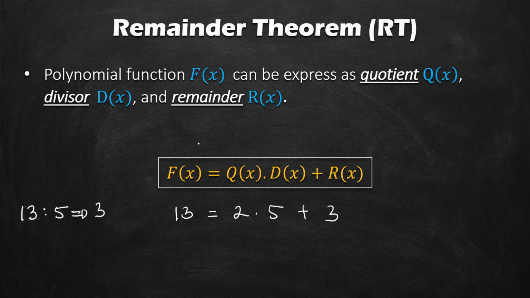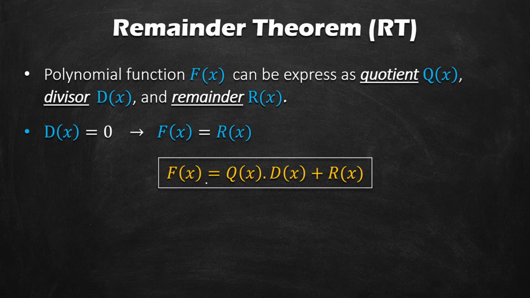The second one is that since we want to find r(x) here, it means that the second setup must be d(x) equals 0. So we can have f(x) equals r(x). So what does it mean by d(x) equals 0? Because if we want to find the remainder here, it means that we need to set the part here to 0.